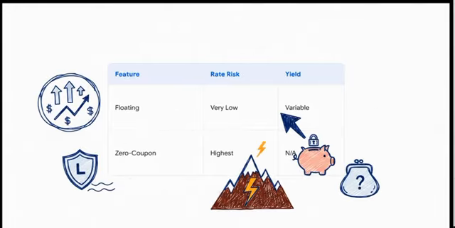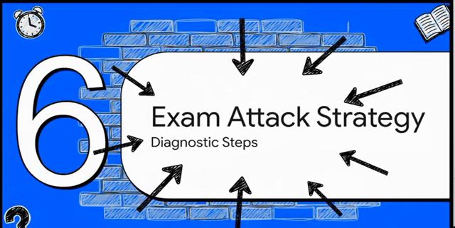Let's quickly isolate the extremes here to really cement your understanding. Look at floating rate versus zero coupon. Floating rates offer very low interest rate risk because the yield is variable. It just adjusts to the market. But zero coupon bonds, because you don't get a single penny until the very final maturity date, they represent the absolute highest interest rate risk for their specific time frame. Every single ounce of your return is locked up at the end, making the current price incredibly sensitive to any rate changes.